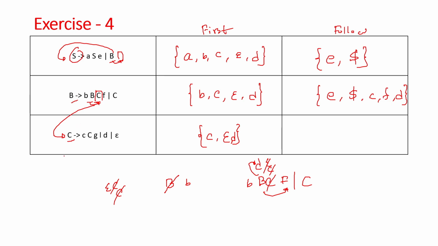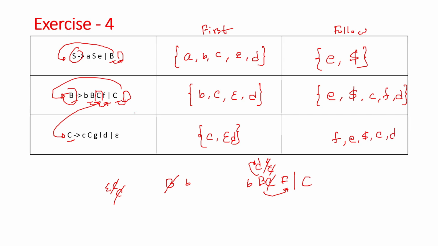Then comes C. C has come here once. C has a follow, that is F. C has come here, but it has no follow here. So what are we going to do? We are going to find the follow of B. What is the follow of B? B has E, dollar, C, D.